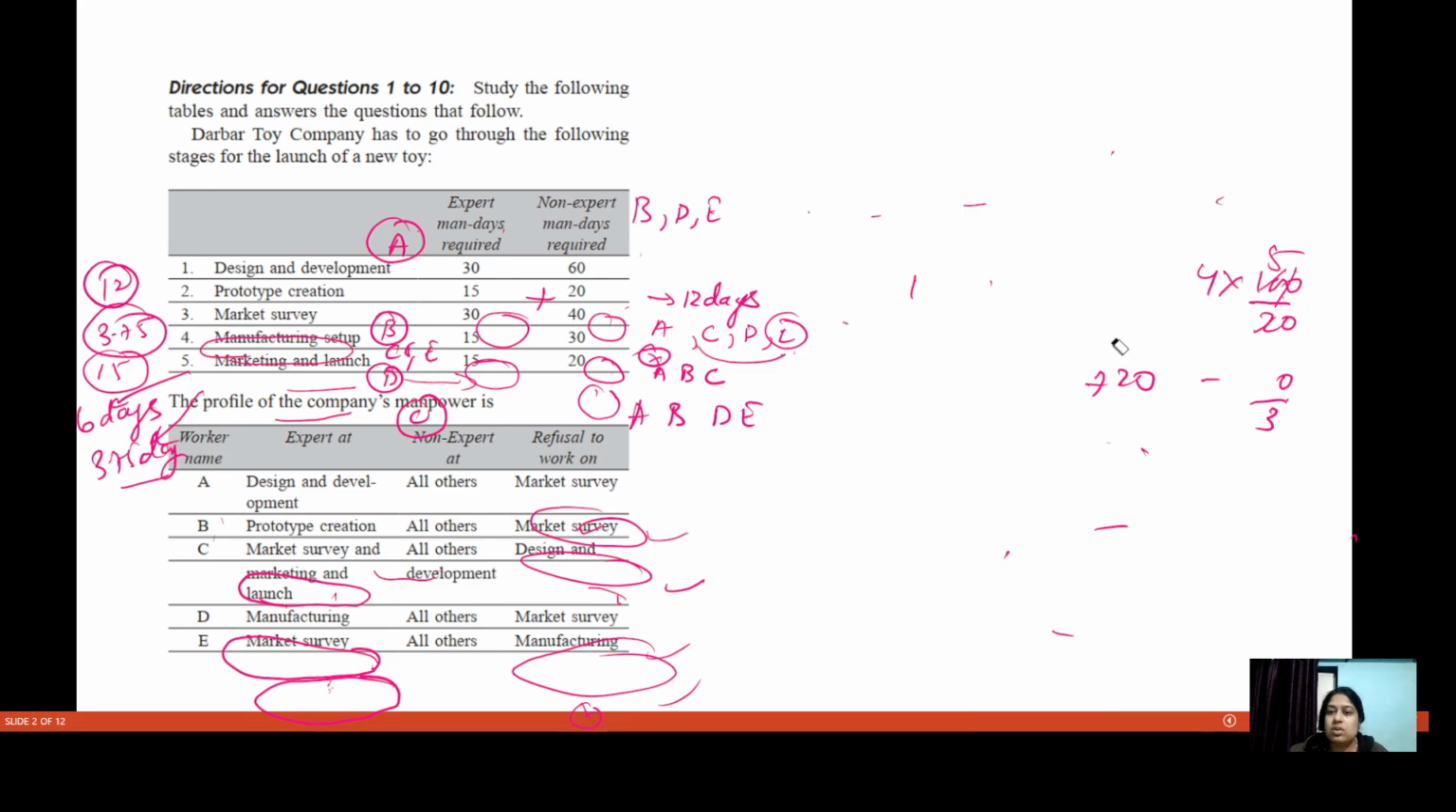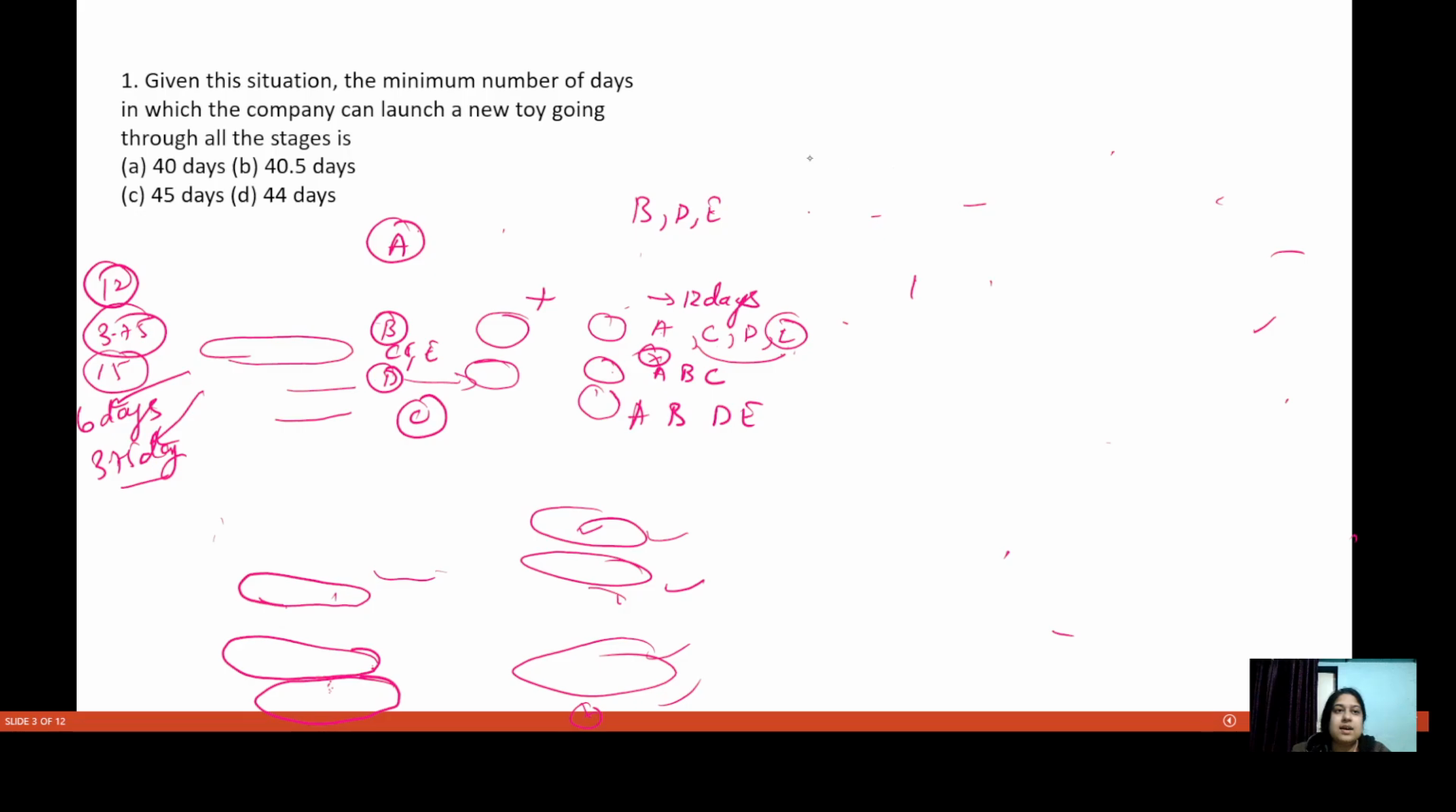Now when we look at this question, the question is asking, given this situation, the number of days in which the company can launch a new toy going through all the stages. So we have to add all these stages.